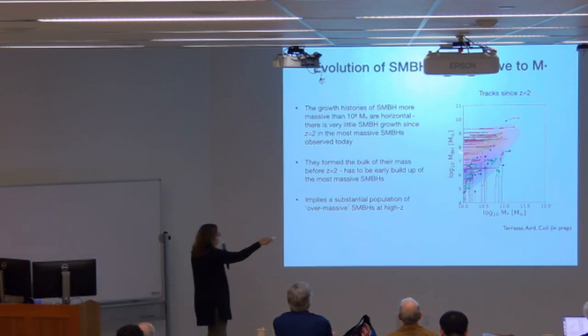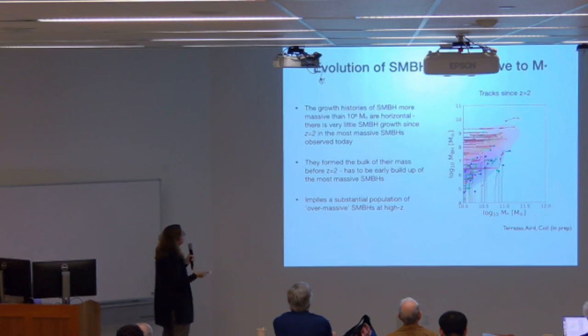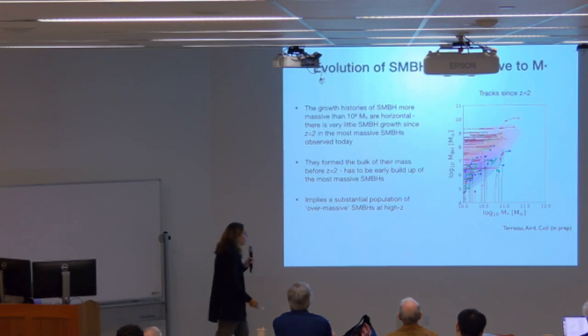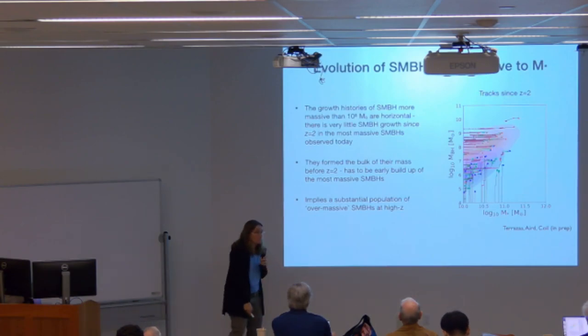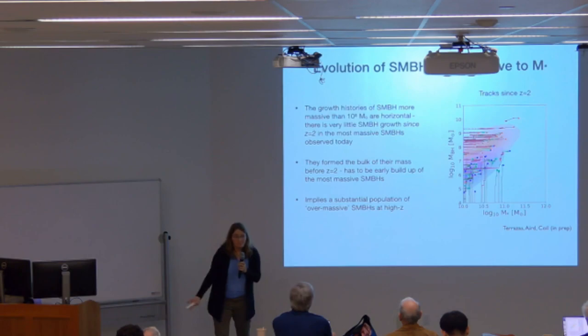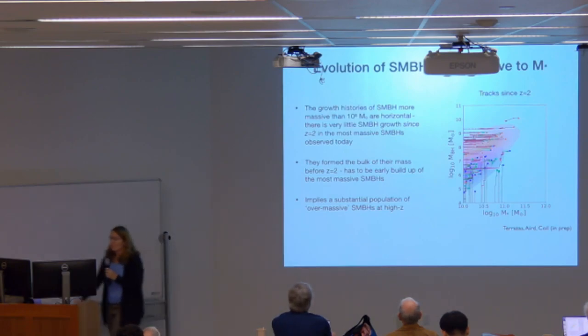So going back to these relatively horizontal tracks, there's very little black hole growth since redshift 2 in the most massive black holes observed today. That means they formed the bulk of their mass before redshift 2. There has to be early buildup of the most massive black holes. So this implies a substantial population of overmassive black holes at high redshift, which we have been seeing exist. So that's great.